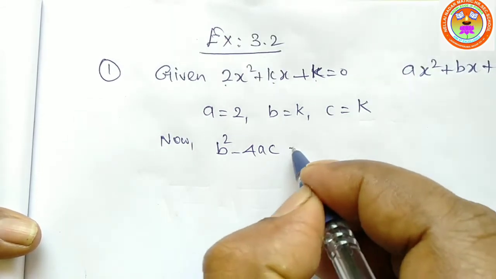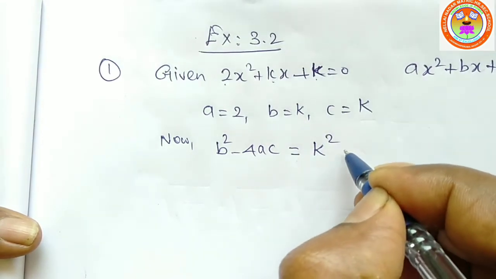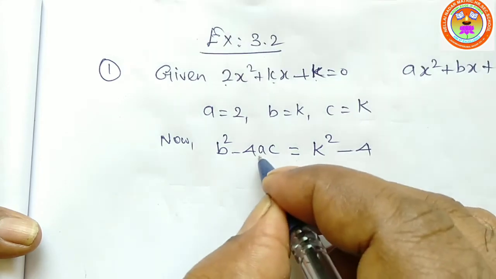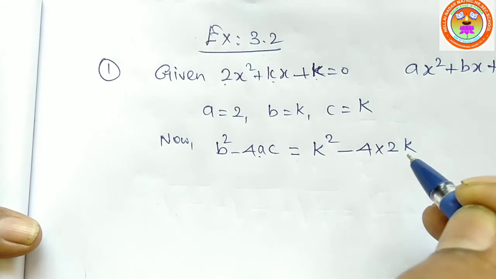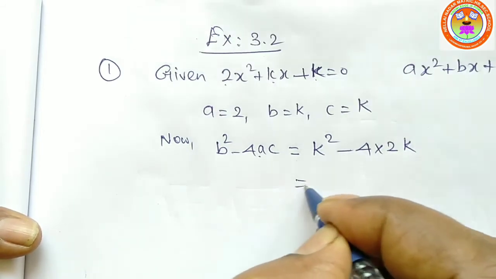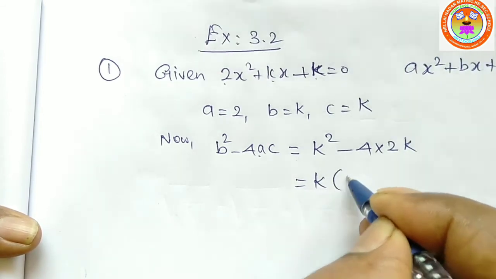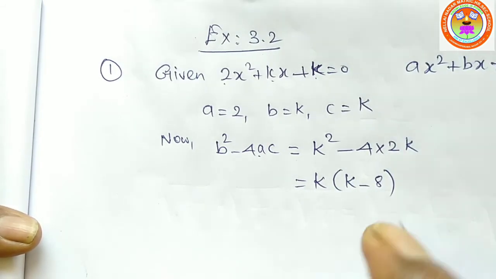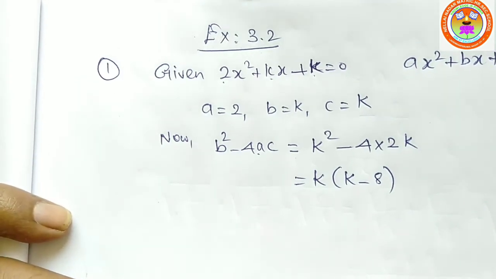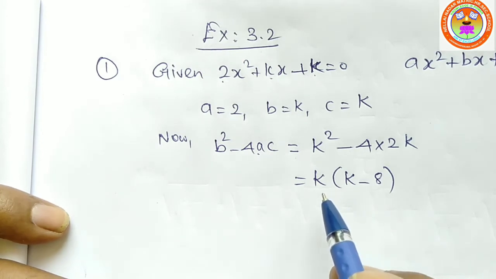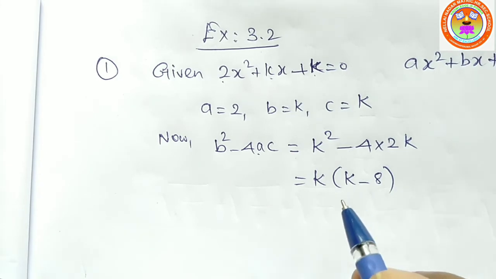The nature of the roots depends on the value of b square minus 4ac. So b square minus 4ac is equal to b, that is k, square, minus 4 into a is 2, then c is k. Both the terms contain one k, right? So k is common. If we take k outside, we get k into k minus 8. Our aim is to discuss the nature of the roots based on the value of k, right?